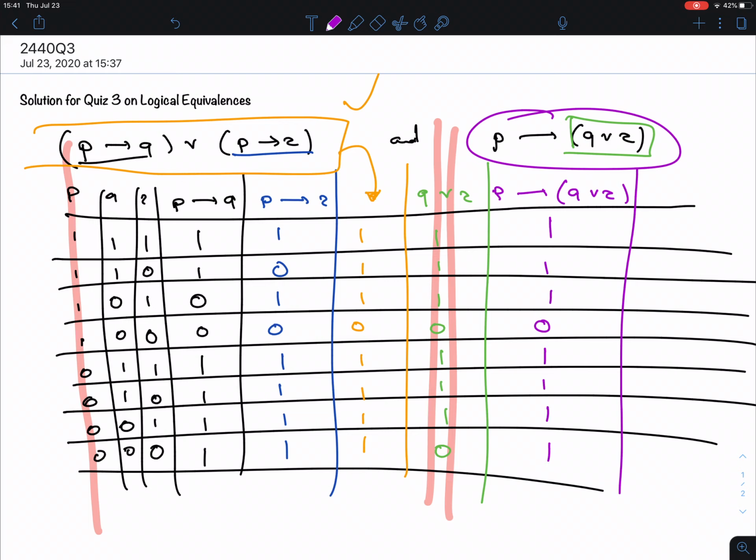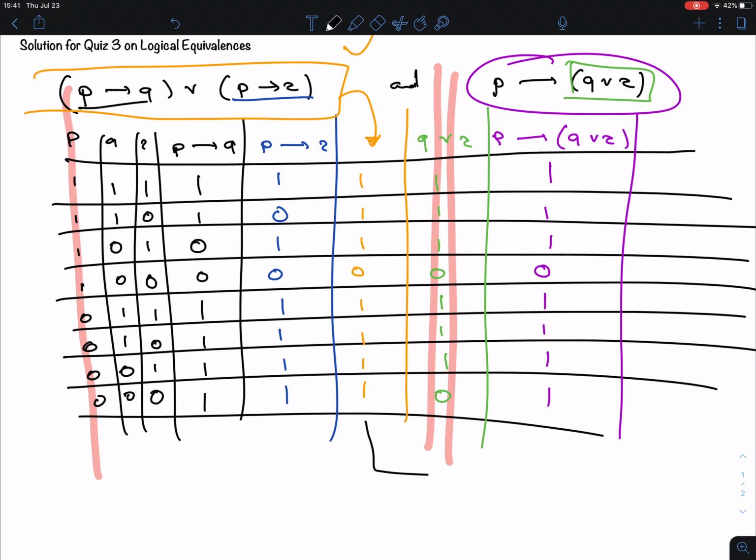And now, that's all fine and well. You have almost all points, but don't forget that you had to check now: are these two the same? Yes, they are the same, and therefore they are logically equivalent. Okay? All right, that was not that hard.